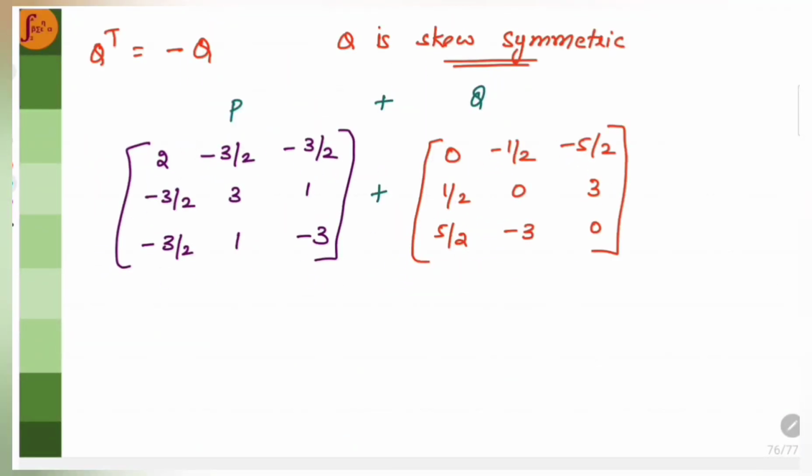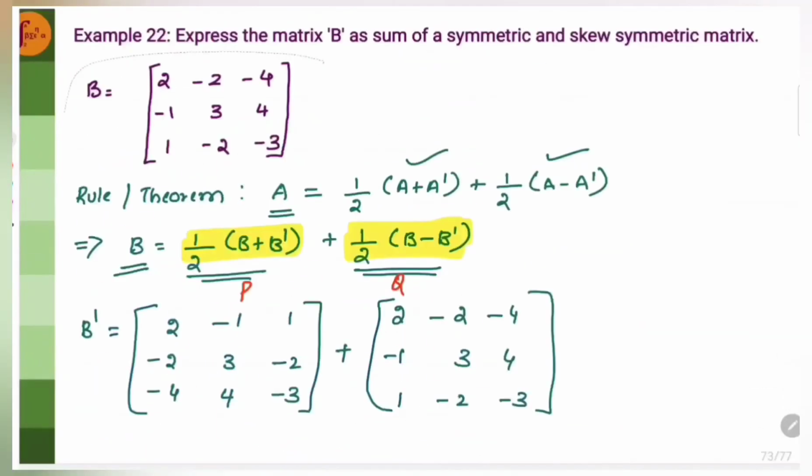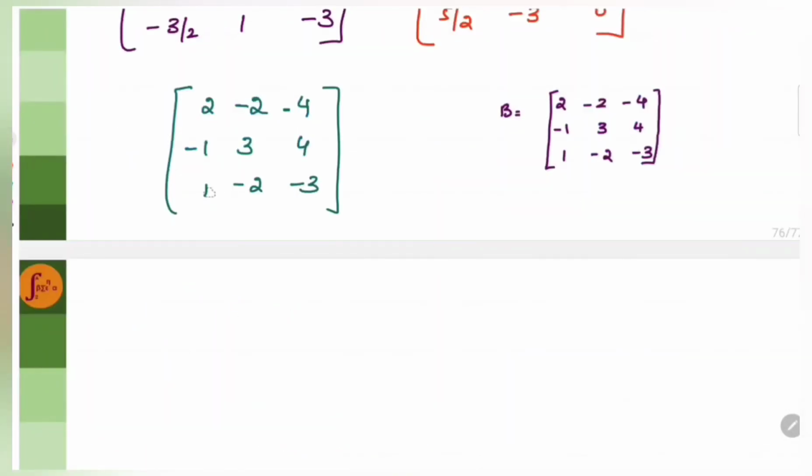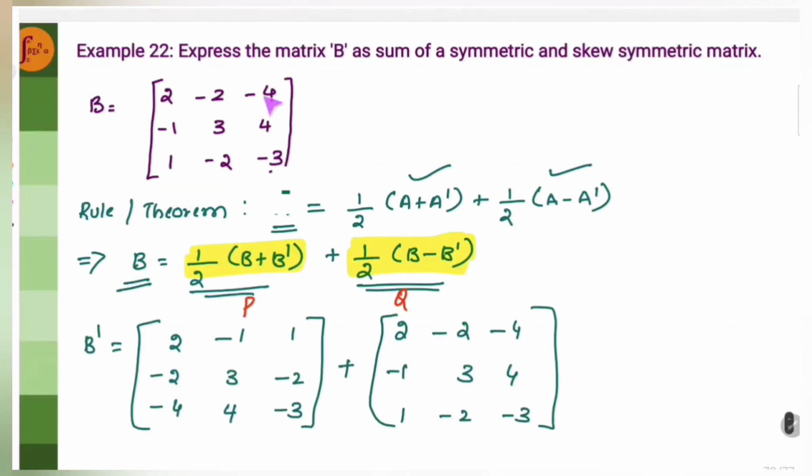When you add both of them, you will get 2 plus 0 is 2, minus 3 by 2 minus 1 by 2 is minus 4 by 2, which is nothing but minus 2, then minus 3 by 2 minus 5 by 2 is minus 8 by 2, that is nothing but minus 4, 2, minus 3. So this is the matrix that we are going to get. Let's verify if this is matrix B itself. What was matrix B? This is matrix B. Now if you notice, it's the same thing. When we added matrices P and Q, we got matrix B itself, right? Therefore, we can say that matrix B can be expressed as a sum of a symmetric and a skew symmetric matrix.